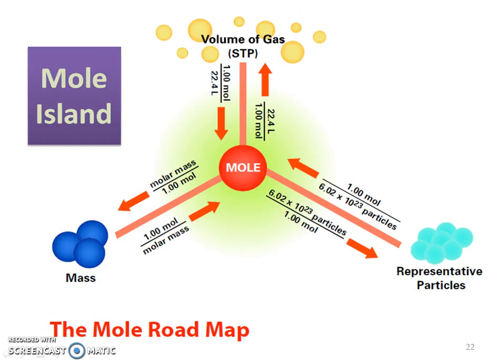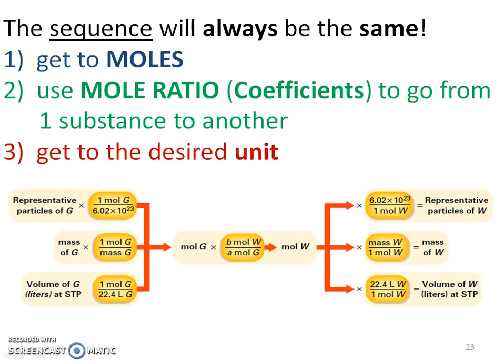Like I mentioned before, Mole Island. I always like to call it Mole Island because I like to pretend that we have 3 islands, okay? Volume Island, Mass Island, and Particle Island. And you cannot go from Particle Island to Volume Island without getting eaten by some of those alligators in there. So you must go from Particle Island to Mole Island back to Volume Island. So again, this mole is really that bridge that relates all of these units together. And I believe some people, some teachers, or some books call it the mole road map.